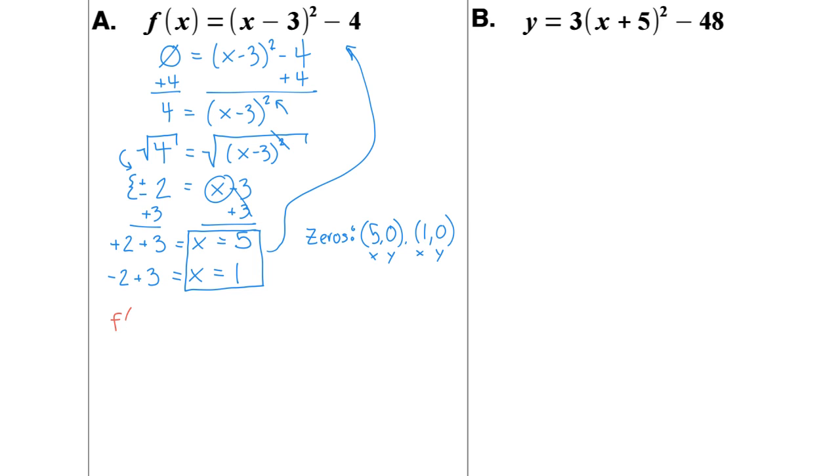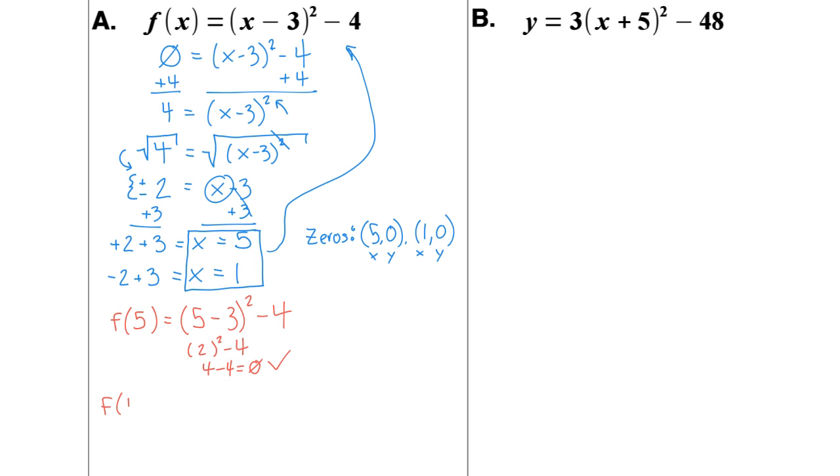I've got this function where if I plug in an x, I'm going to get x minus 3 squared minus 4. So let's try it out with 5. Let's see if x is 5, what's going to happen here. 5 minus 3, well, that's 2. 2 squared is 4. And well, hey, look at that. 4 minus 4 is 0, so we're happy with that one.